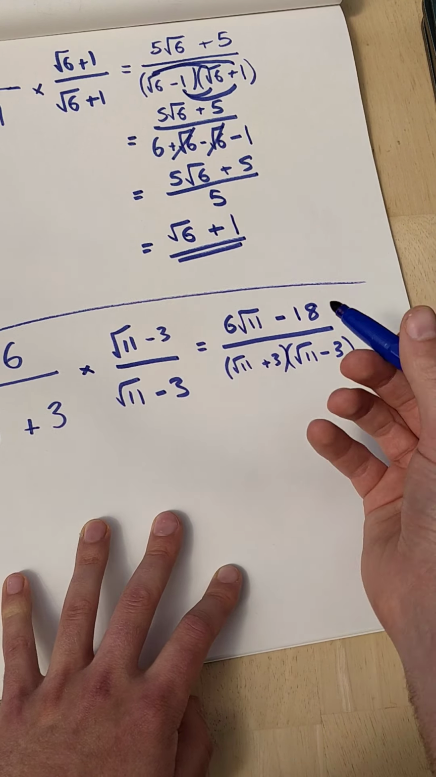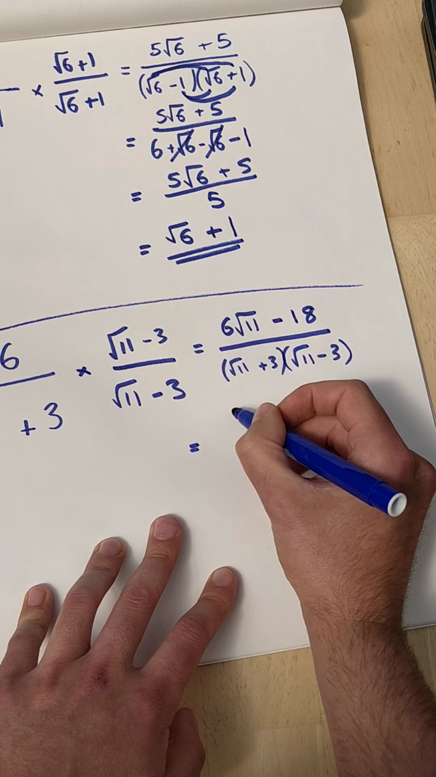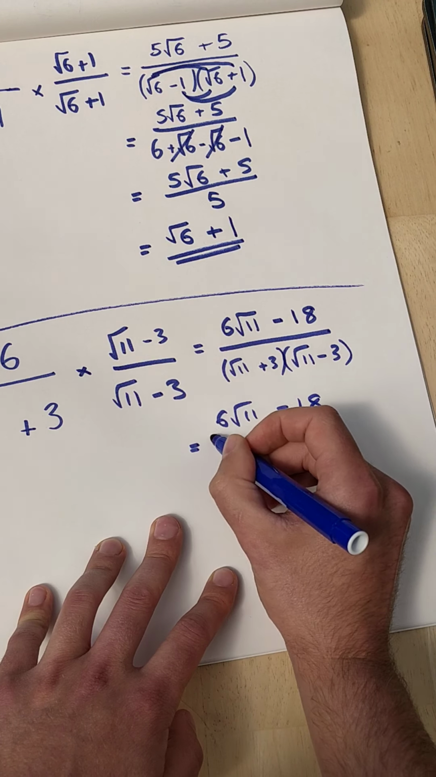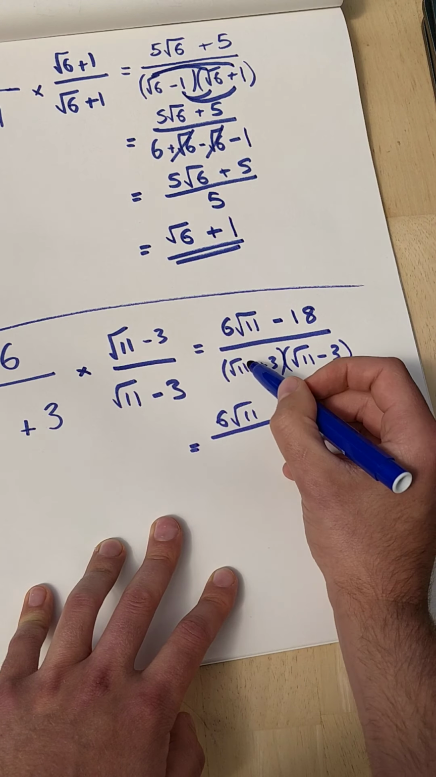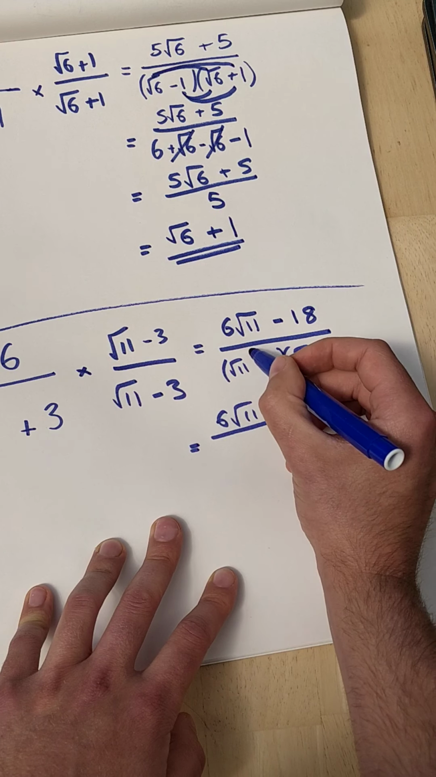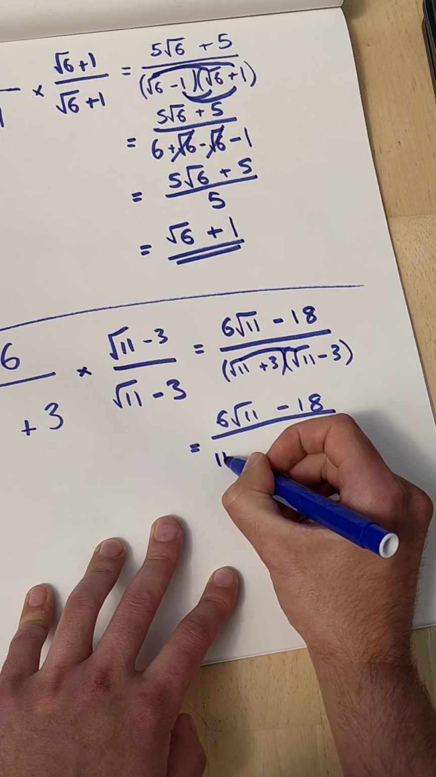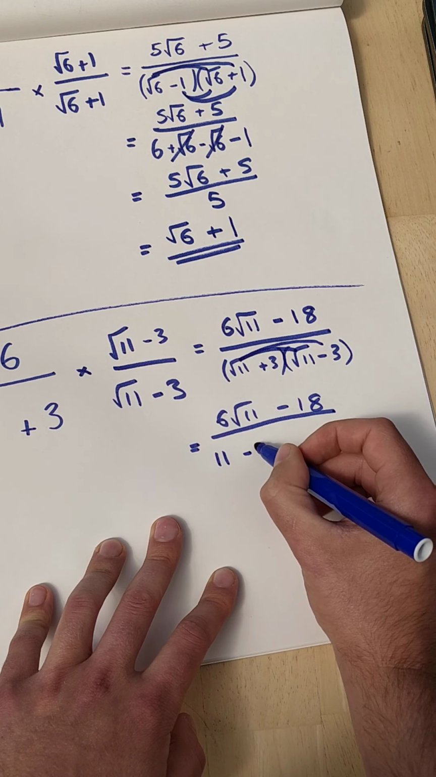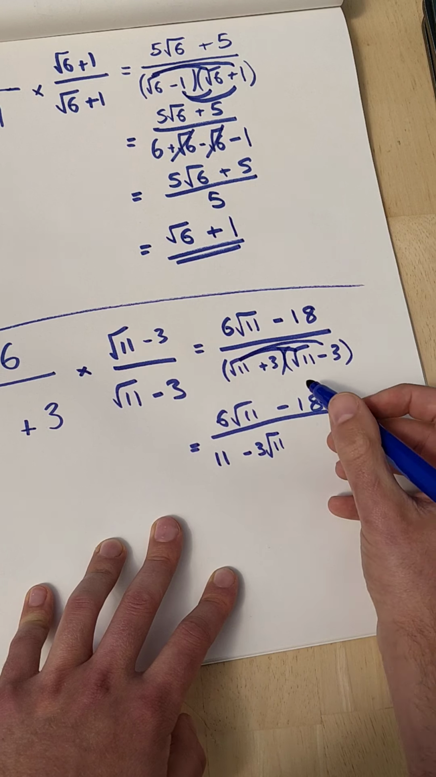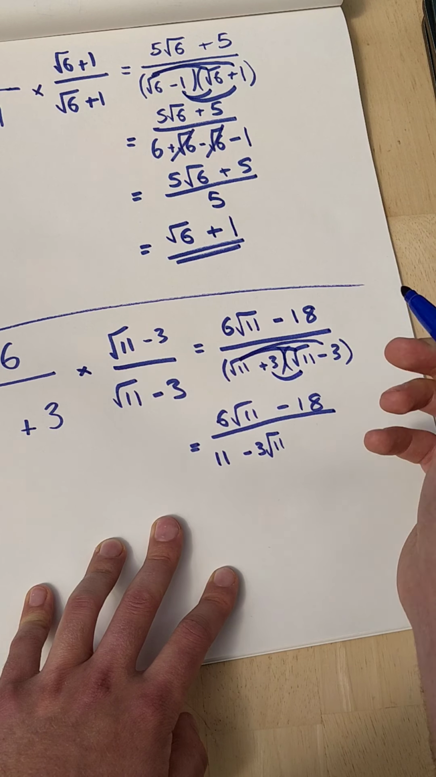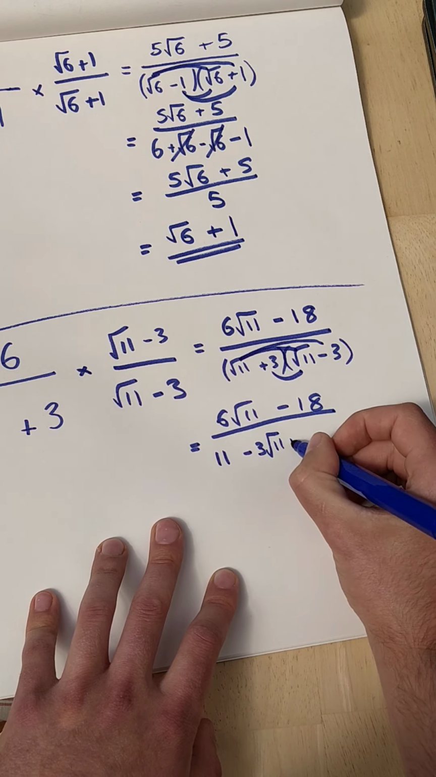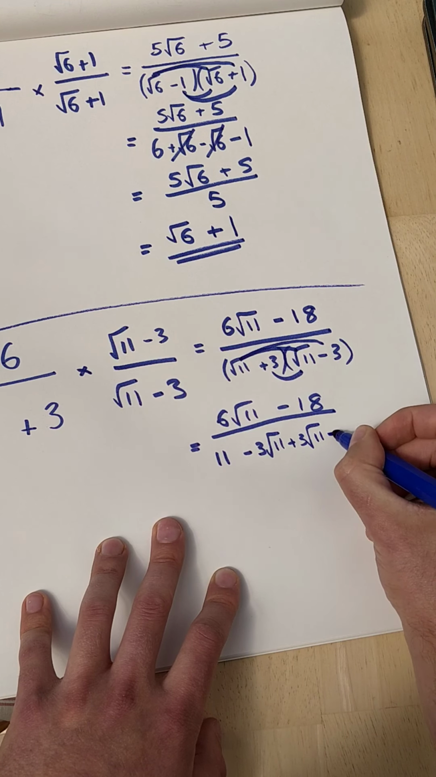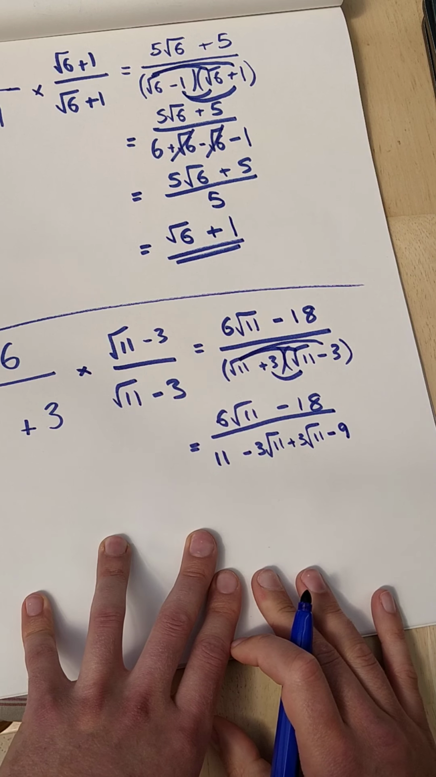Okay? And like before, I am just going to multiply out of these brackets again. So the top remains exactly the same. But the bottom, so root 11 times by root 11, draw the lines up, gives me 11. And then root 11 times negative 3 is negative 3 root 11. And then 3 times by root 11 is positive 3 root 11. And then 3 times negative 3 is negative 9.